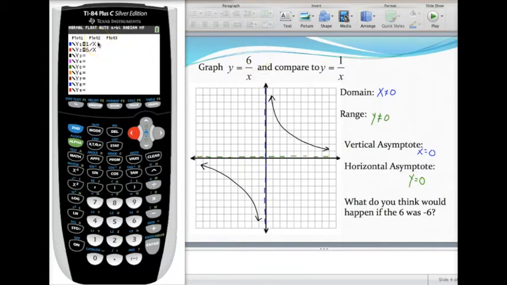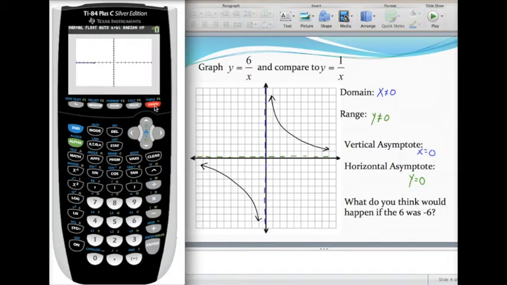So I've already entered in 1 over x and 6 over x. If you need to do this at home, go ahead and pause the video and do that. But let's take a look, if you're ready, at what that value does. So here in blue is the original one, 1 divided by x. Notice the asymptotes, or the axes. And here in red is my second function.